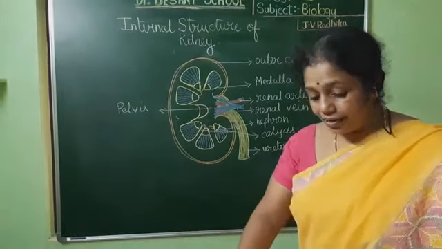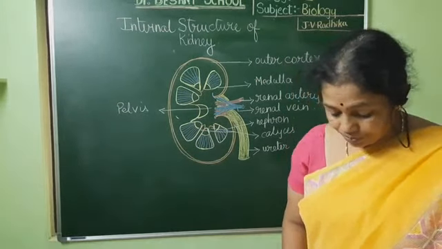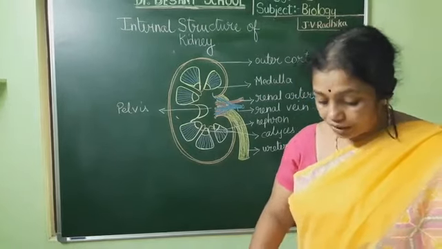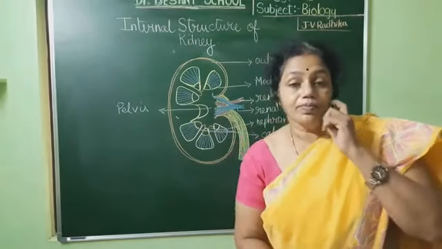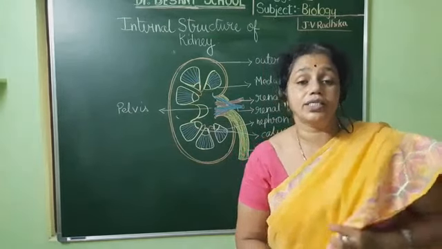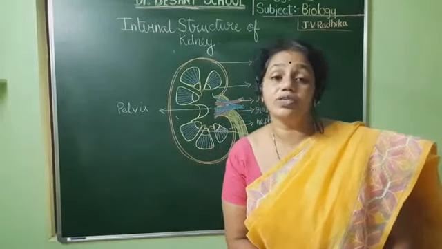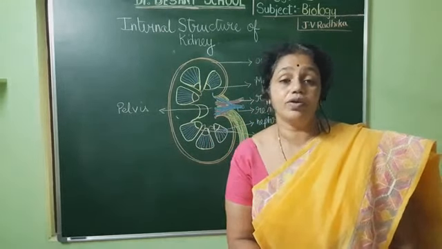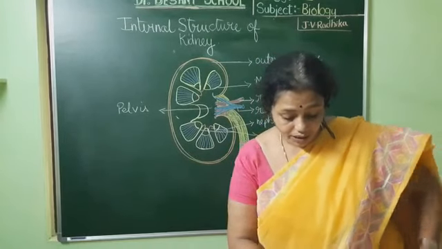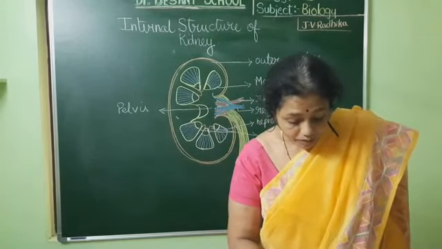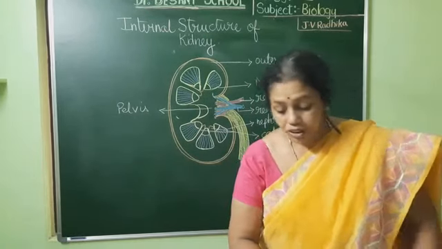Have you all completed? Very good. Next we shall go to the structure of the nephron. The nephrons are the unit structures of the kidney, because within the nephrons only the filtration occurs. Another name for the nephrons is uriniferous tubules.